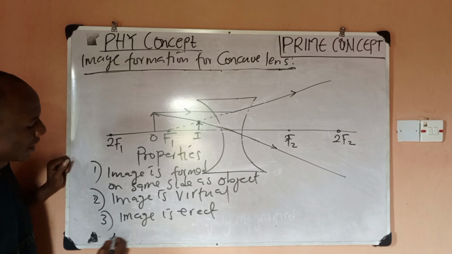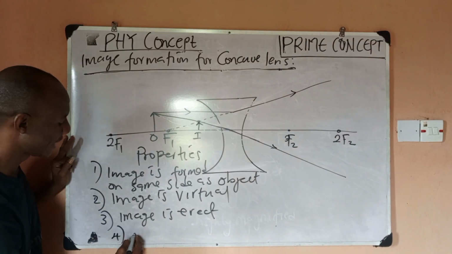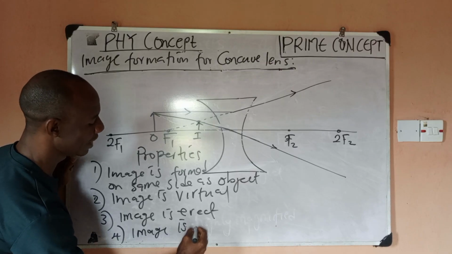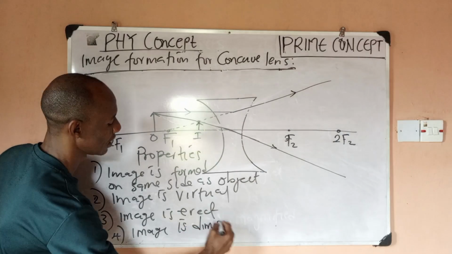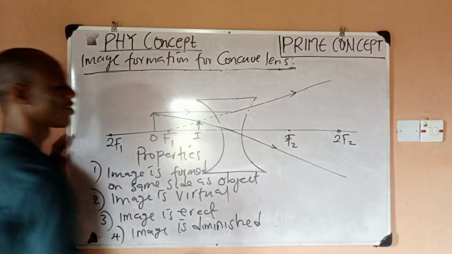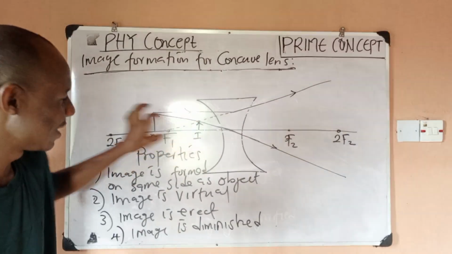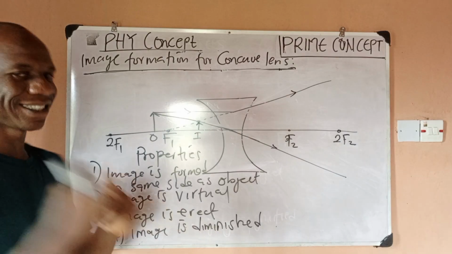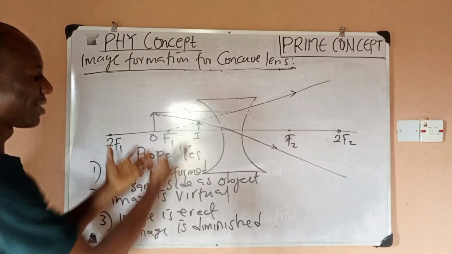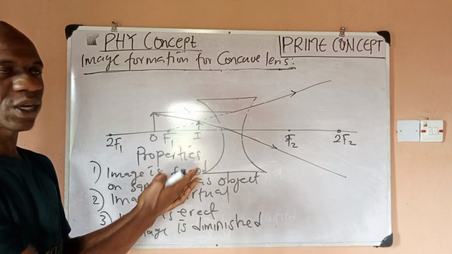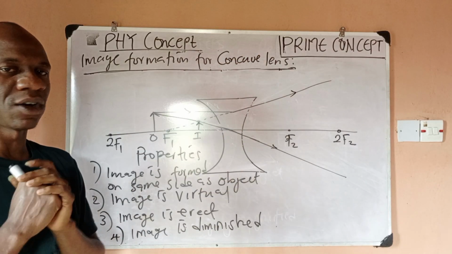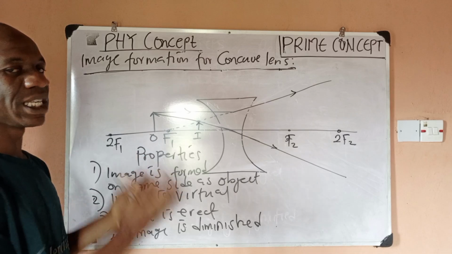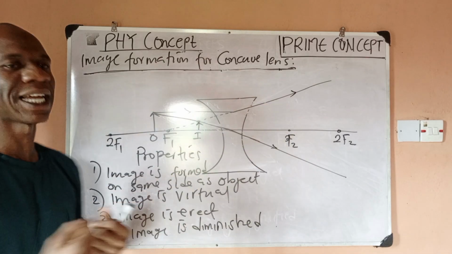And finally, number 4, our image is really diminished, or image is smaller than the object, which you can see. So I believe these properties and this concept is very clear to you. So this is the only scenario or situation we have for our concave or diverging lens. So I believe we have been able to do justice to image formation on your convex and your concave lens.